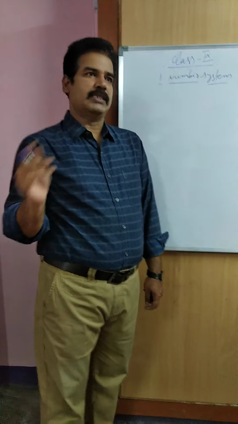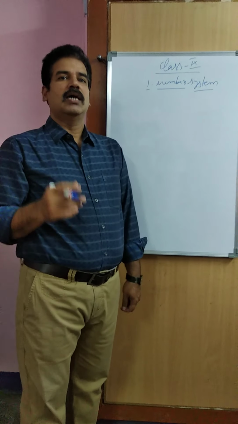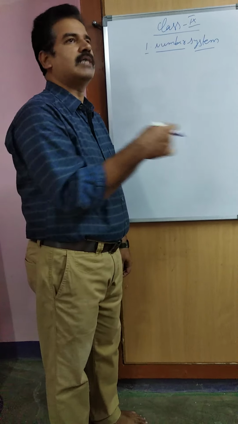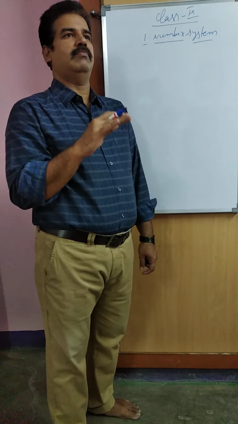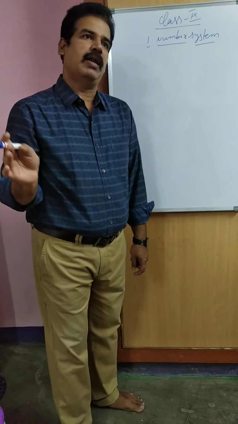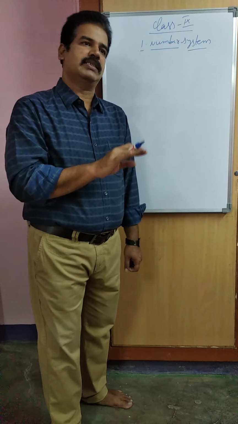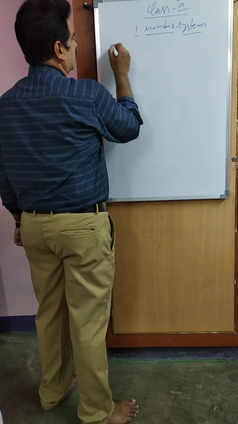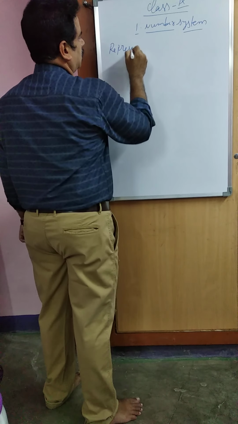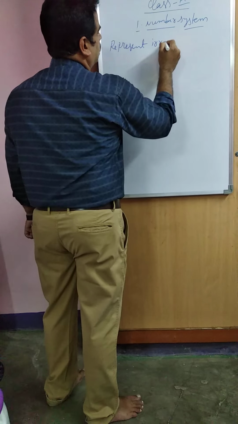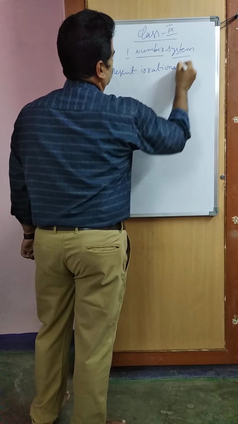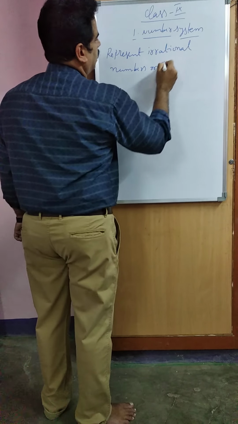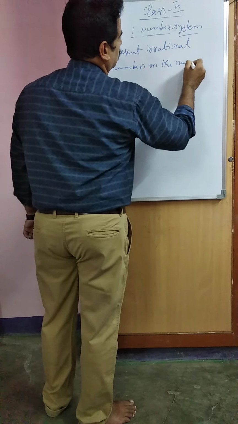Today what I am going to explain means, in the previous classes we already completed how to represent rational numbers on the number line. Representation of rational numbers on the number line we have explained in the previous classes. Now today I am going to explain how to represent irrational numbers on the number line.